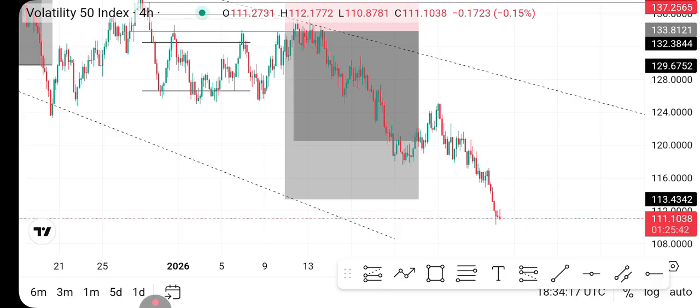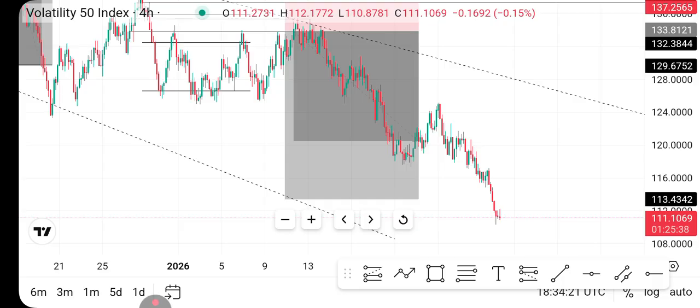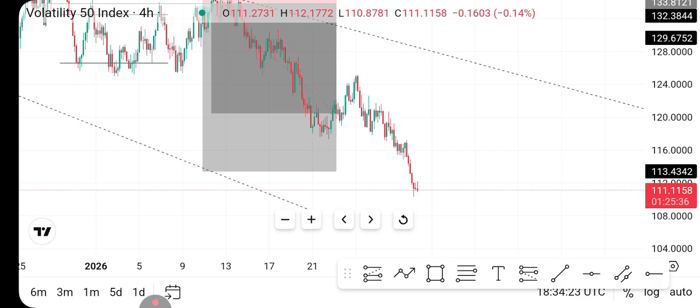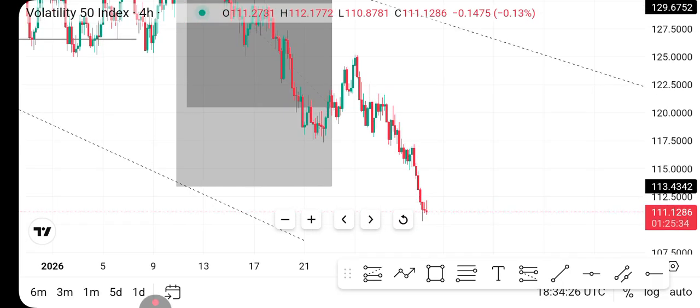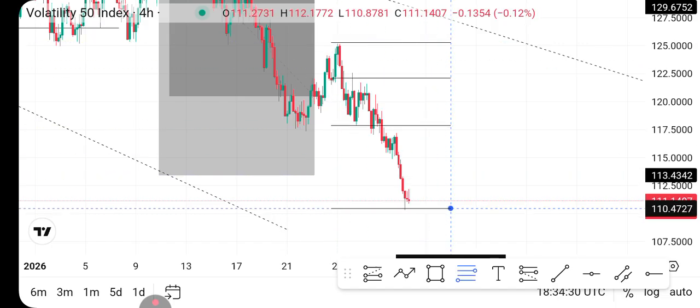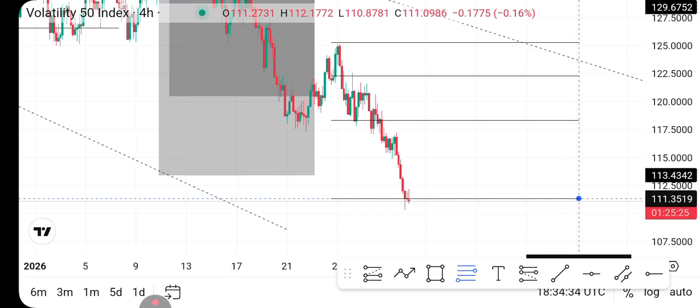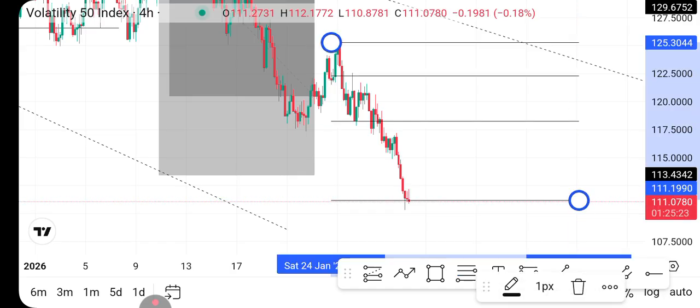This started on the 11th. So you can also use this. This is also a breakout structure here. Market could still come back, that's if market starts retracing. So obviously markets should come back to the channel.